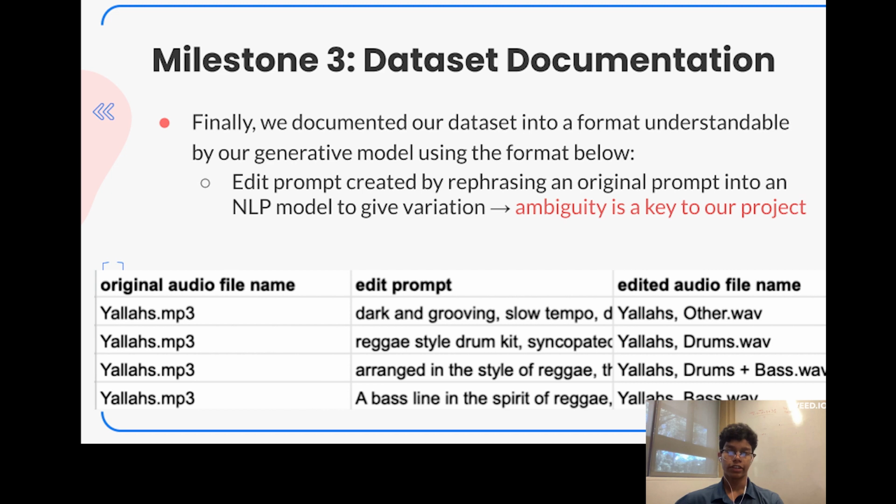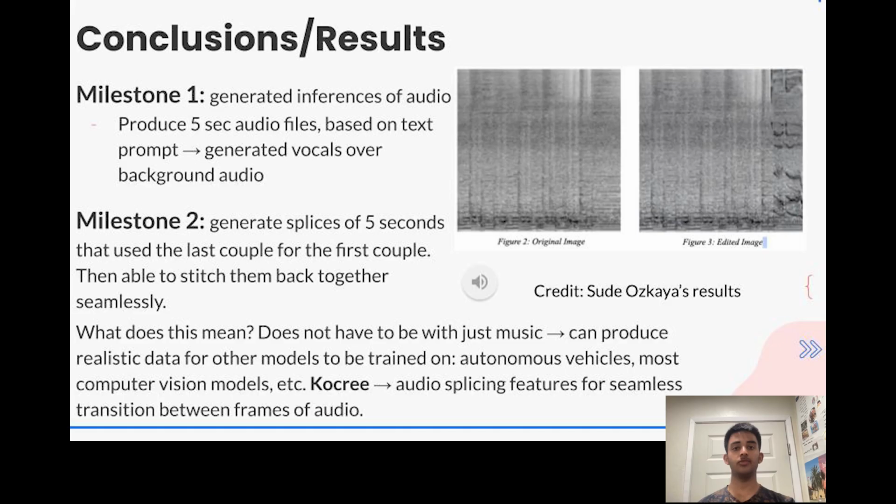For our dataset documentation, we will have to create a CSV file to store the original file name, the edit prompt, and then the edited file name, so we have a way our model can go through our dataset. The edited prompt is actually generated by placing an original edit prompt into an NLP model and then generating a bunch of prompts rephrased from that original sentence. Thus, our model will be trained to deal with different ambiguous and varying prompts, as this is a key aspect of our project. Let's summarize what we've achieved in our project thus far.